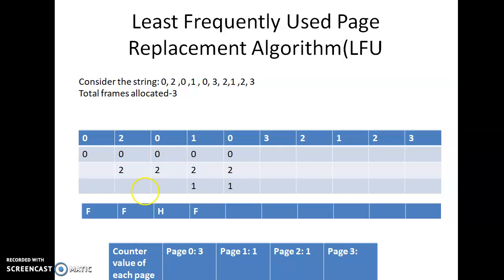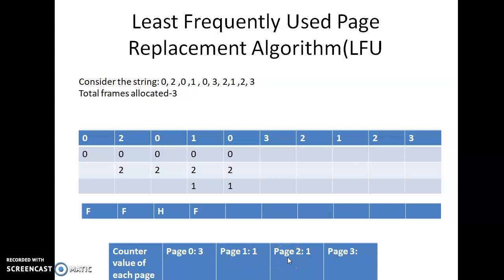So now the page 0 counter value is 3, page 1 counter value is 1 and page 2 counter value is 1. Now a new page has arrived in the system: the reference of page 3. Page 3 will replace one of the pages that is present in the memory, either 0, 2 or 1. So at this moment we will see the counter values. Page 3 might be replacing 0, but the counter value of page 0 is the highest, so page 3 will not be replacing page 0. Now the counter value of page 1 and page 2 both is 1.